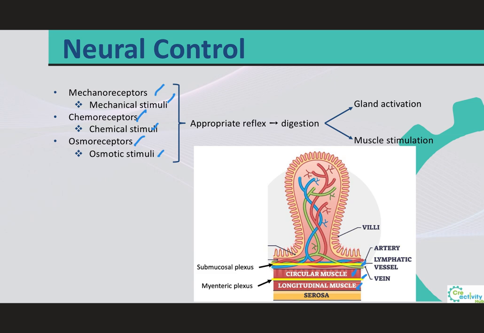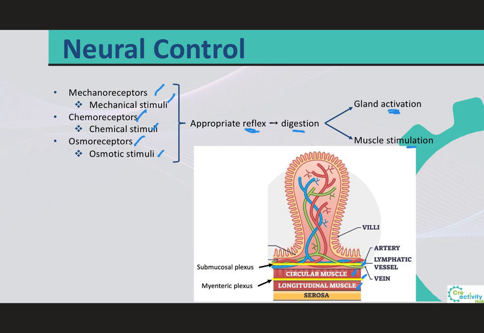Stimulation of these receptors will provoke an appropriate reflex that furthers the process of digestion. And this may entail sending a message that will activate the glands that secrete digestive juices into the lumen, or this can send a signal to stimulate the muscles of the digestive tract, and therefore activate it to do either peristalsis or segmentation that will move the food along the intestinal tract.